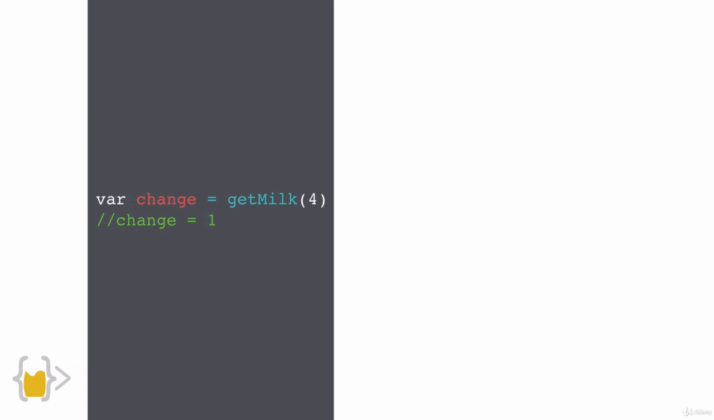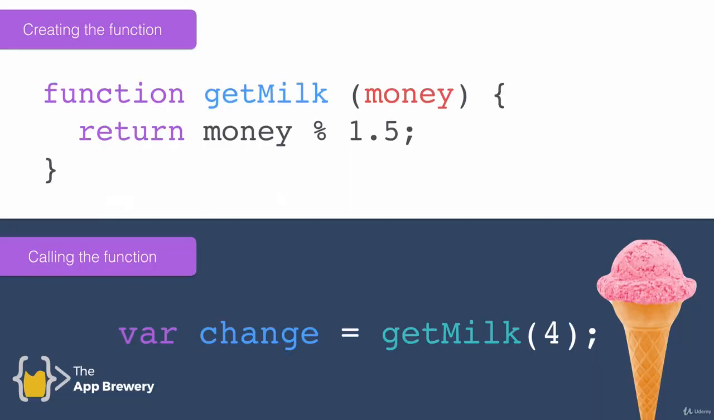So for example, we can say variable change is equal to the outcome of the function getMilk with an input of 4. And change will equal 1. Because remember, each bottle of milk costs 1.5, so $4 only gets you 2 bottles of milk, which costs $3, and that gives you a remainder of 1. So now the output of this entire function is equal to 1, and that gets assigned as the value to the variable change. That might take a little bit to sink in, but let's just review creating the function in this third type of function.